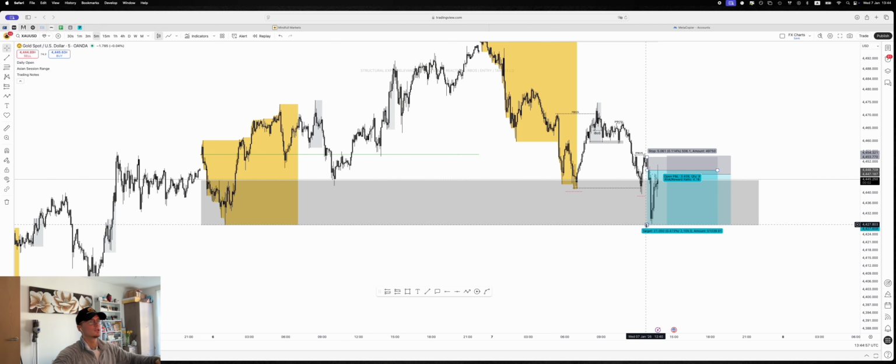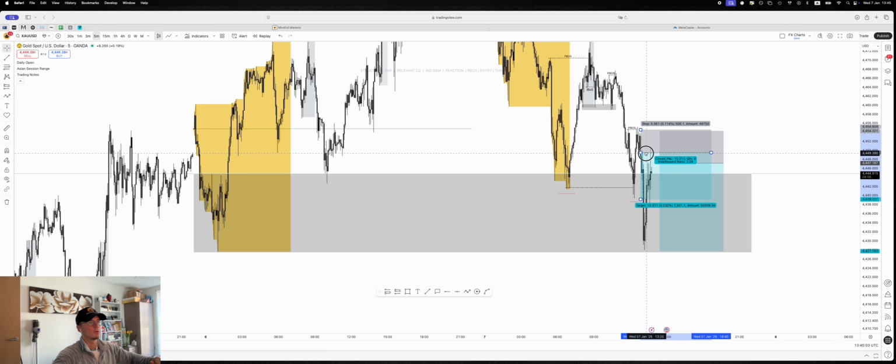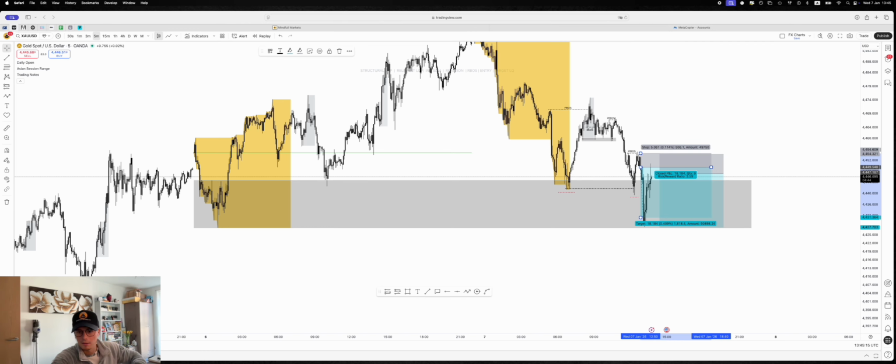Right? I didn't even target the low of the SMT. I actually targeted somewhere around here, I think it's like a 1 to 2.5 or something like that. But I didn't take profit there. I actually just let it run because I extended it, and I think I just got out wherever the balance is, 4.336. So 3.6. I got there, just shy of 1 to 3.